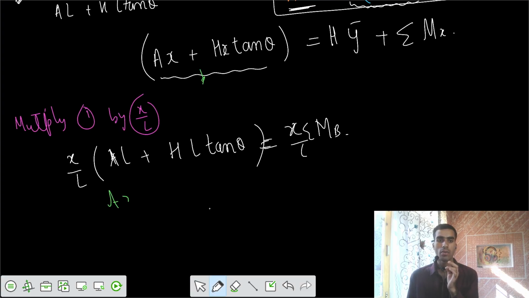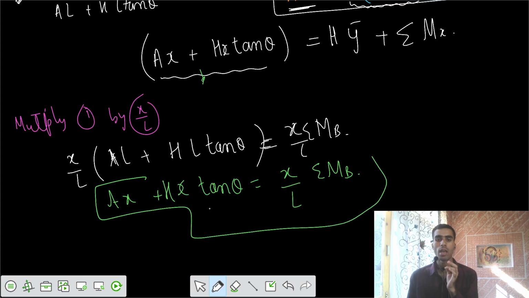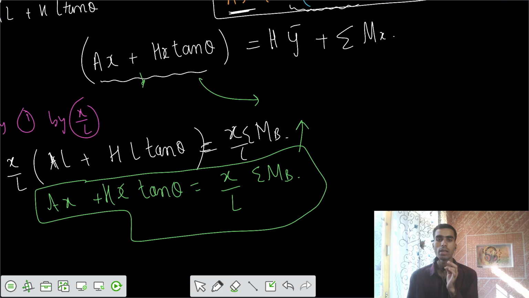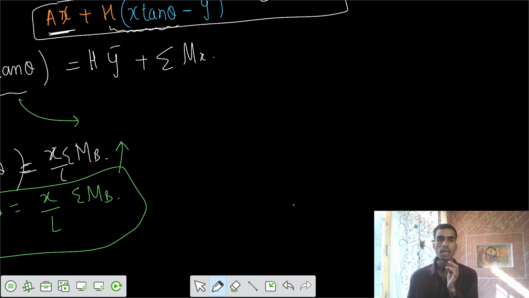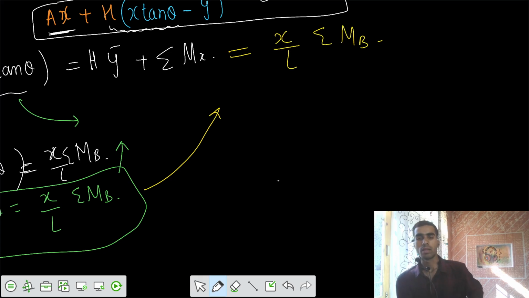Now if I simplify it, I would get it in terms of this one. I would get a into x plus h times x tan theta, and that equals x by l summation of mb. Now if I substitute it in this equation, what can I write now? What do you think? I would be writing that from this part, this equals x by l summation of mb, by substituting that value here.